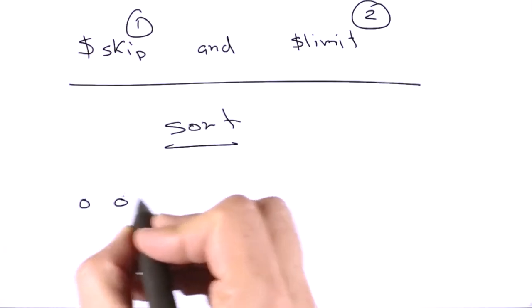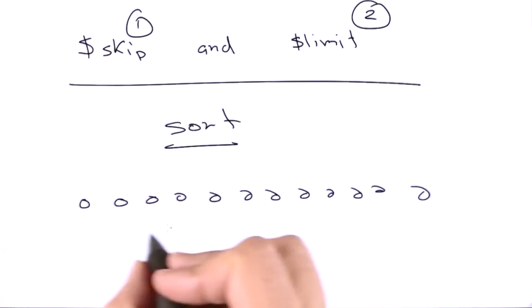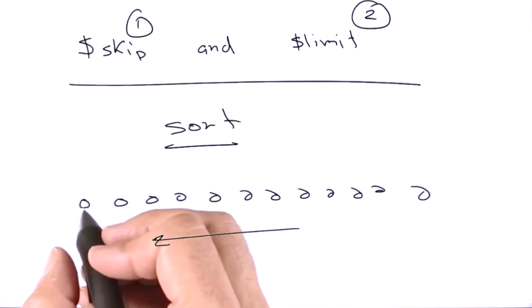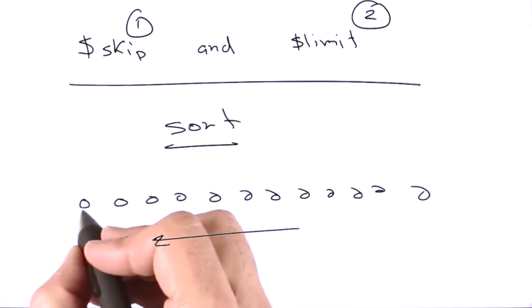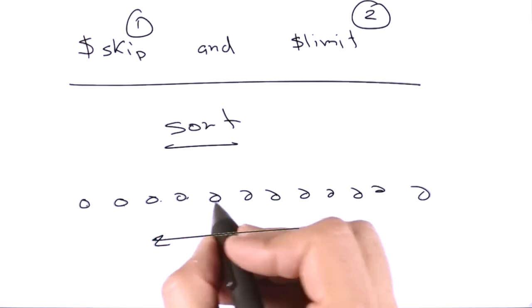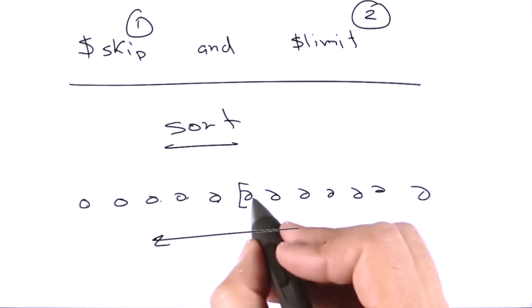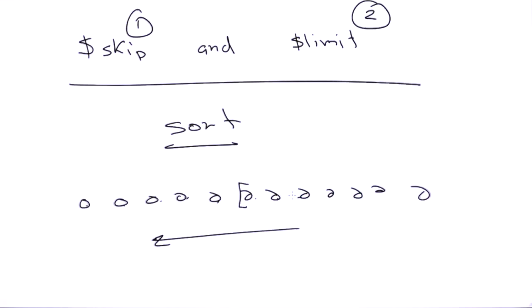So if you have a set of ordered documents and it's coming at you, let's say in this direction, and you want to skip forward. So if you skip 5, you skip 1, 2, 3, 4, 5, and then you start here. And then if you limit it to 3, it gets 1, 2, 3, the next 3 documents.